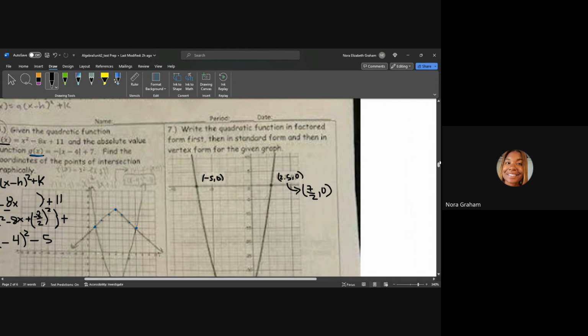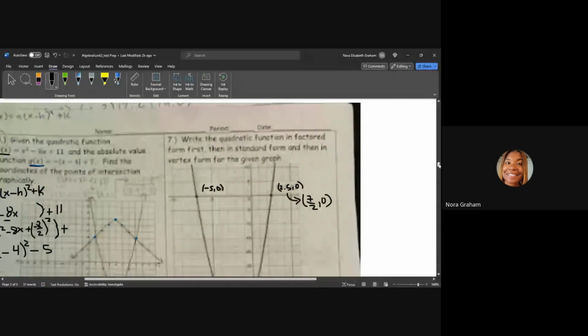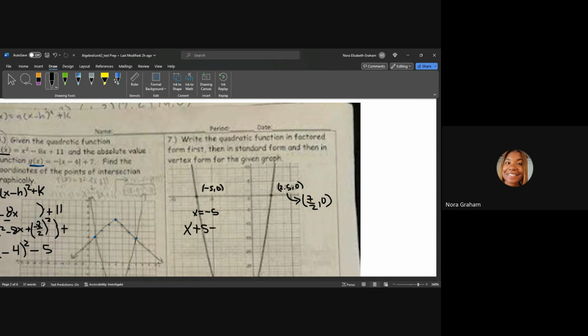All right, so the first thing we want to do is write this in factored form. Factored form is when we're just taking our x-intercepts and multiplying them together. So what you can do is take x. My x right here is negative 5. Take x, set it equal to negative 5, and then solve. So you have 0 on one side. So I'd add 5 to both sides. So x plus 5 equals 0. And that's our first binomial.